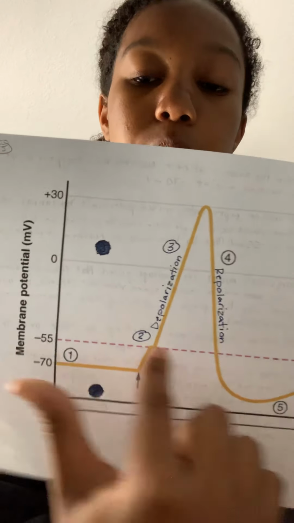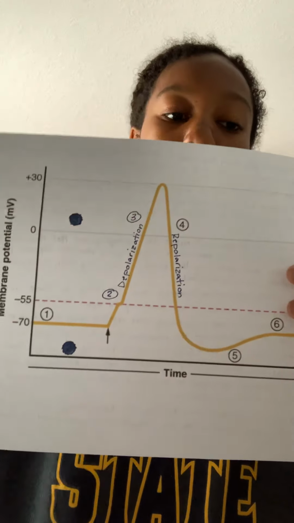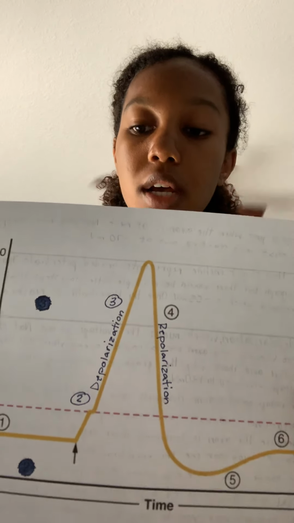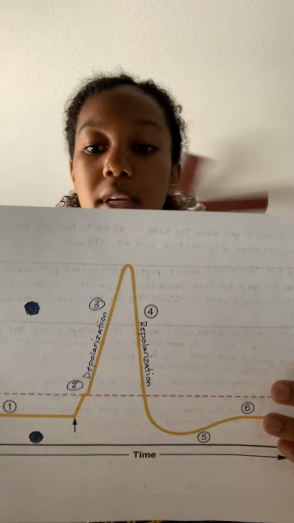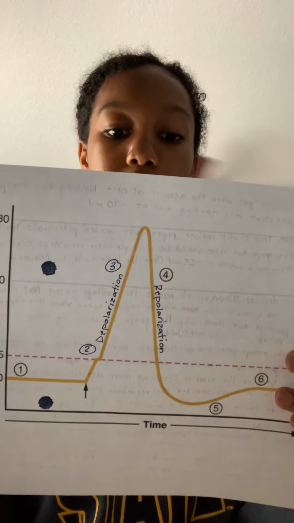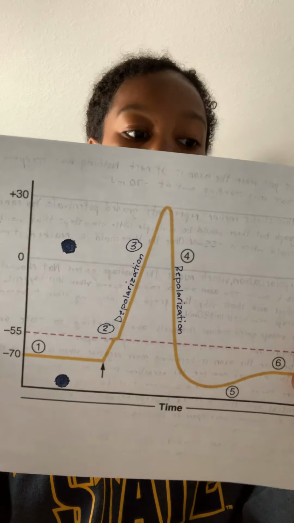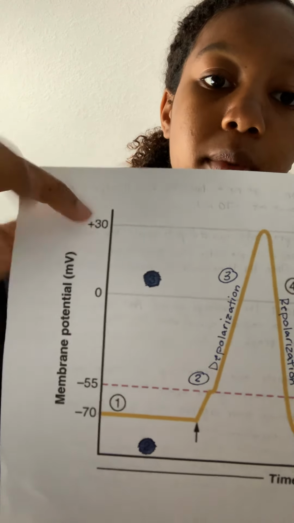Once the threshold has been reached, then it moves into part 3. So step 3 is depolarization, which means the voltage-gated sodium channels open, allowing sodium to flow into the axon at a rapid speed. When this happens, the axon becomes more positive, and that's why the graph has an incline. When it became more positive, the voltage increased to positive 30 millivolts, and that's where it is.